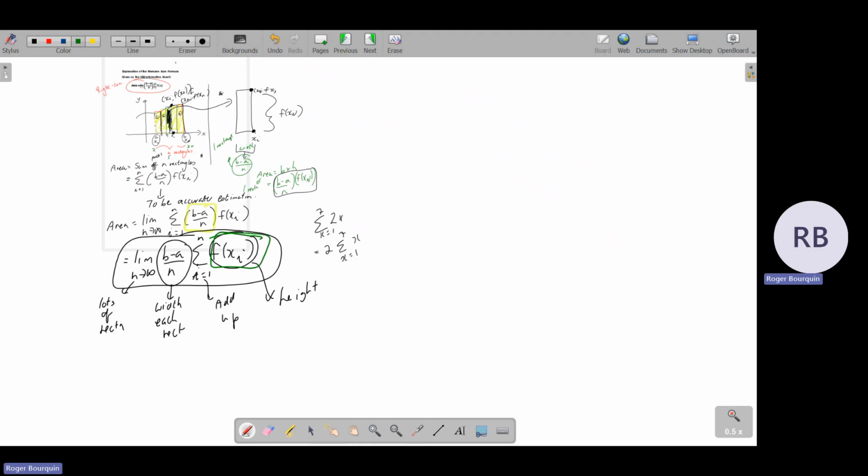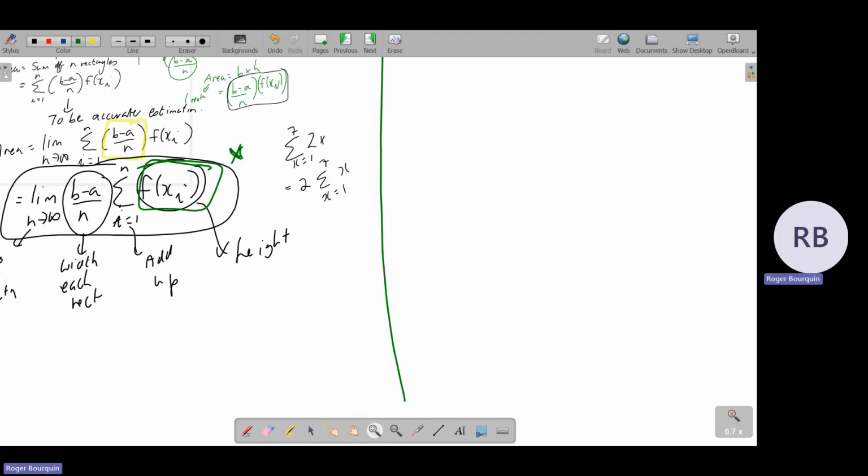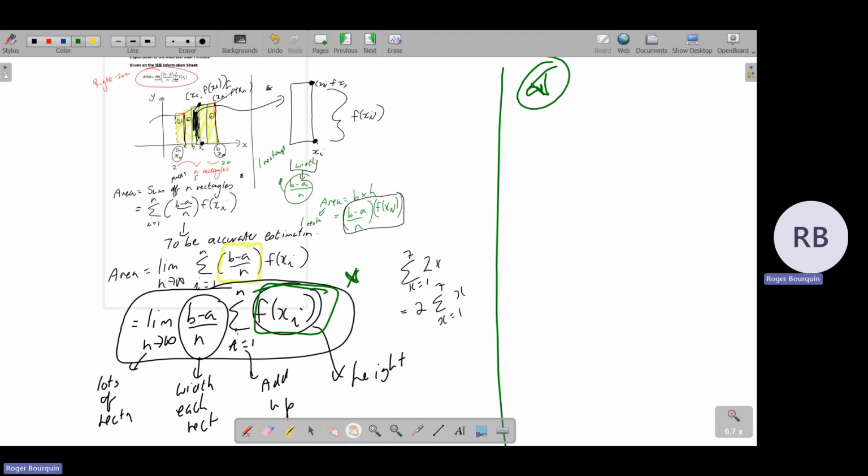The problem becomes this f of xi. So put a little asterisk here, and go find some space. Now we have to express xi in terms of a, b and n. How could I do that? If I look at this, x1 is over there. To get to the point x1, where did I start? I started at a, and I go plus 1 width of a rectangle. You agree?